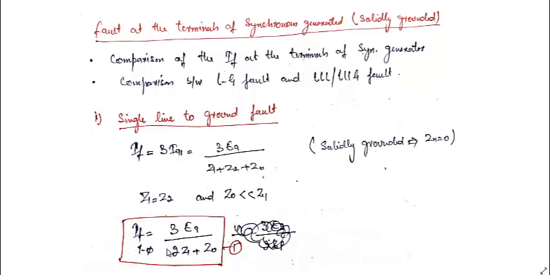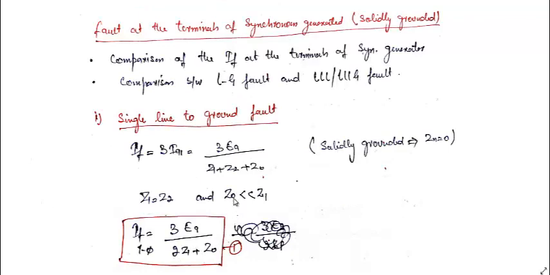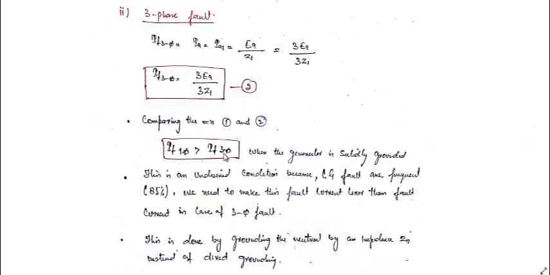That means this equation has a denominator which is less as compared to this denominator, because 3Z1 will be greater than 2Z1 plus Z0, because Z0 is very small as compared to Z1. That means the fault current in the single phase will be greater than the fault current in the three phase. So it means in case of a synchronous generator, when the fault occurs, the single line to ground fault results in more current as compared to the three-phase fault.